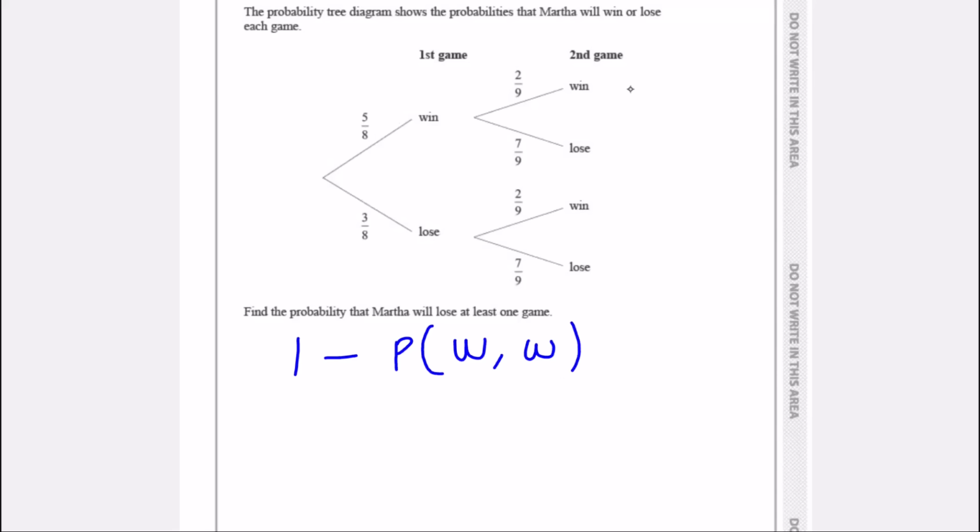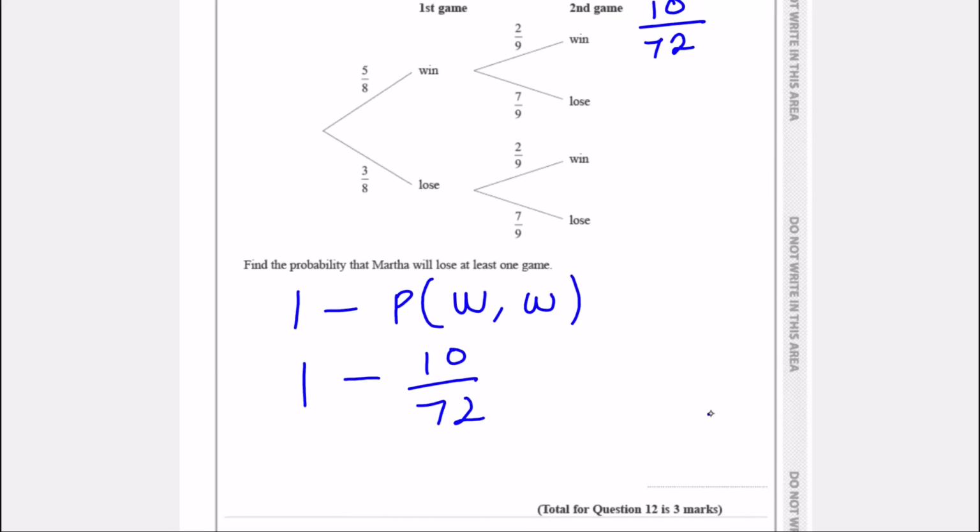And that's a bit quicker. So let's do win-win, which is when we go across the branches, we times. 5 times 2 is 10. 8 times 9 is 72. So we've got 10 over 72. 1 minus 10 over 72 is going to be 62 out of 72.